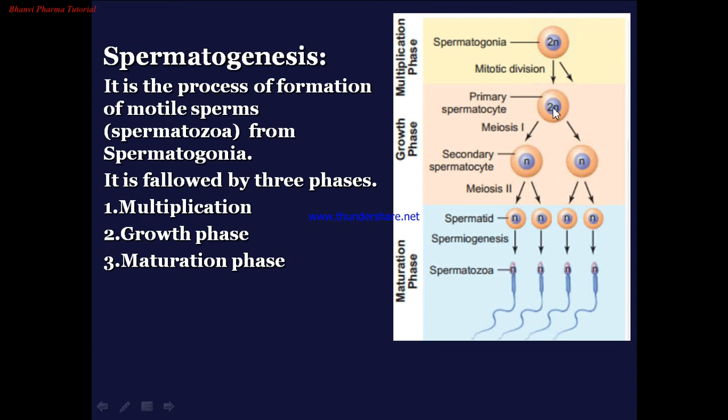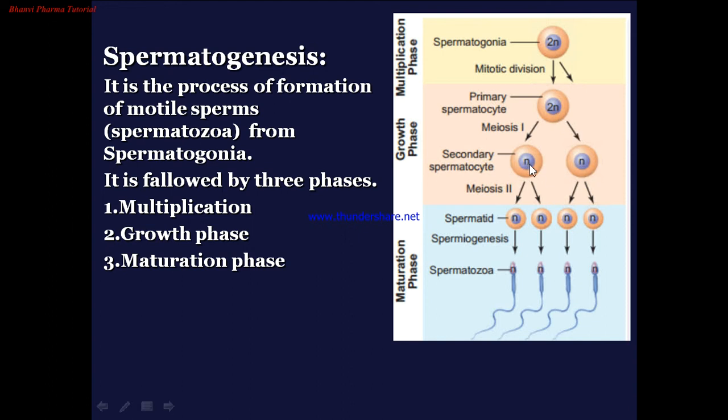After the multiplication phase, they go to the growth phase. In the growth phase, the primary spermatocyte is converted into secondary spermatocytes with the help of meiosis 1. Here one diploid cell is converted into two haploid cells. These are haploid cells.